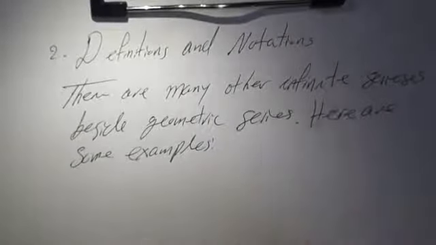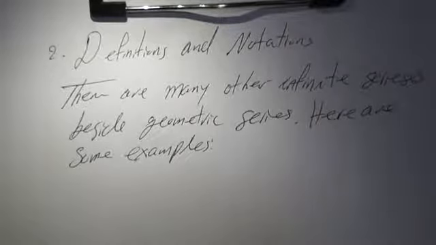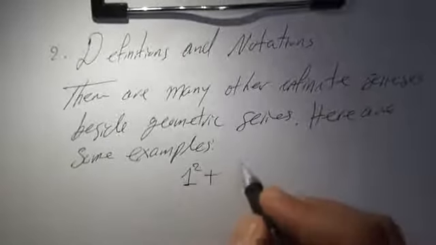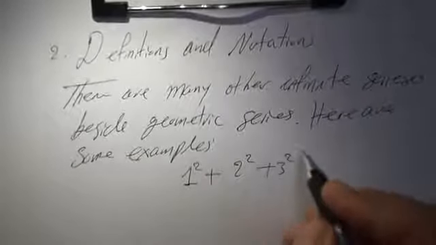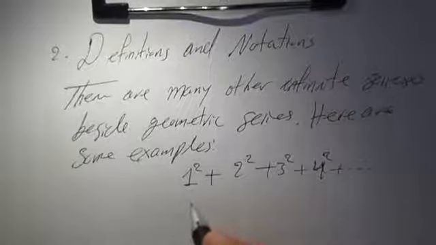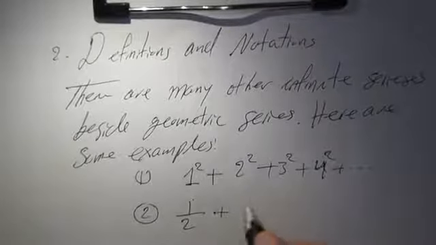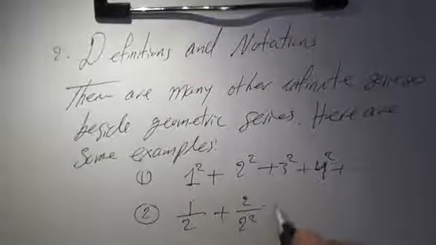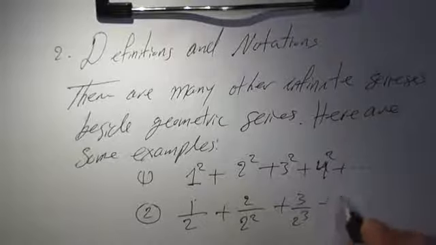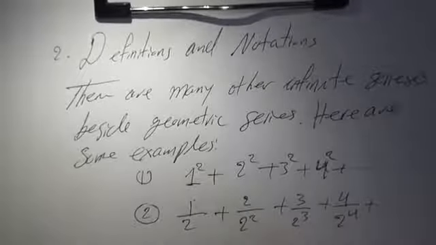هنالك مجموعة أخرى من السيريزز. Series, there are many other types of series. كثير من أنواع من السيريزز ليست فقط الجيومتريك سيريز. مثلا السيريز التالية 1 to power 2 plus 2 to power 2, 3 to power 2, 4 to power 2 and so on. مثال آخر. مثال الثاني half plus 2 over 2 to power 2, 3 over 2 to power 3 plus 4 over 2 to power 4 and so on.